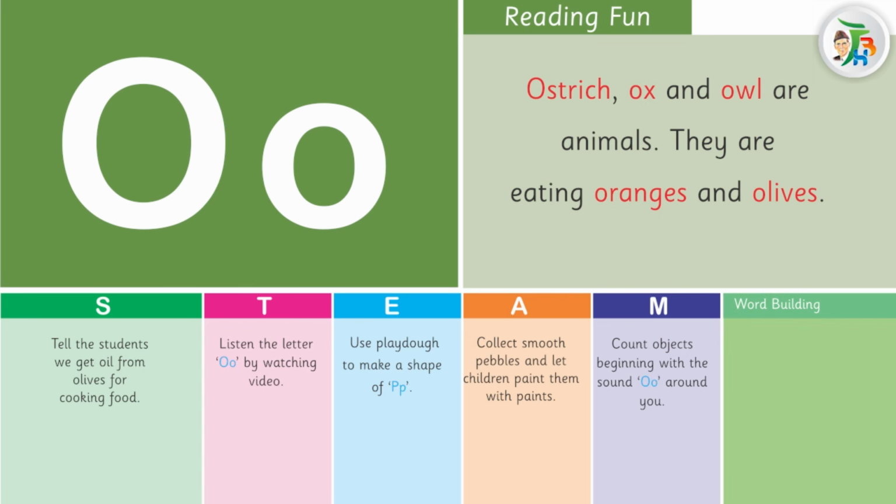Word building. Let's spell and read these words. O-U-T, out. O-I-L, oil. O-L-D, old. Well done, children.